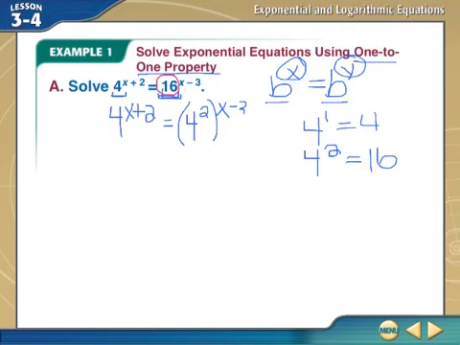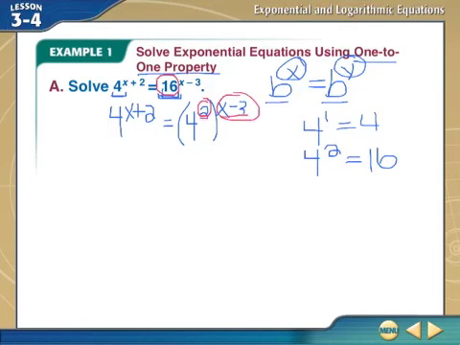Okay, so all I've done so far is convert our base of 16 into a base of 4. 4 squared is 16. Now here I have a power raised to a power, and when I have a power to a power, an exponent raised to another exponent, we multiply those exponents, right?